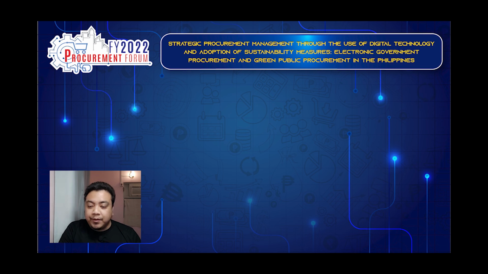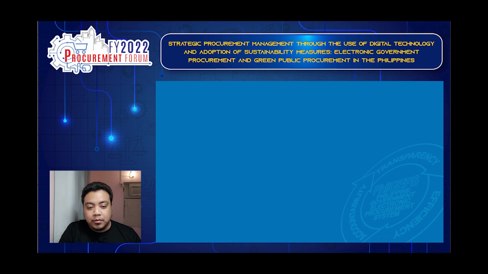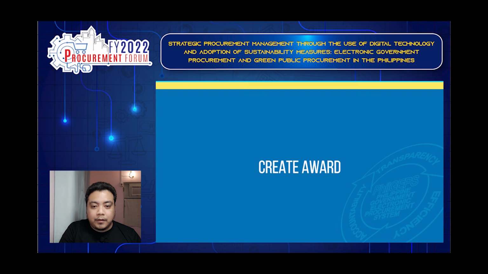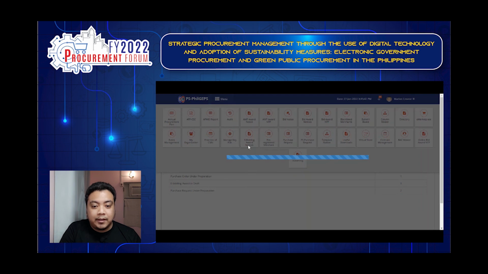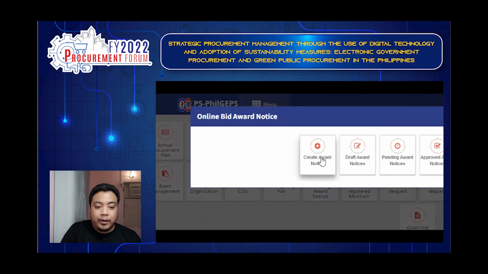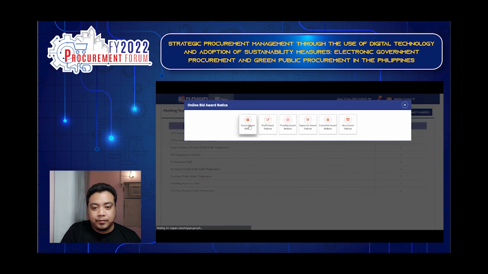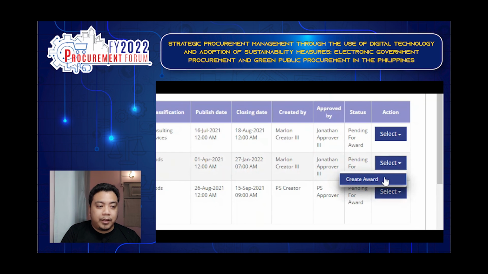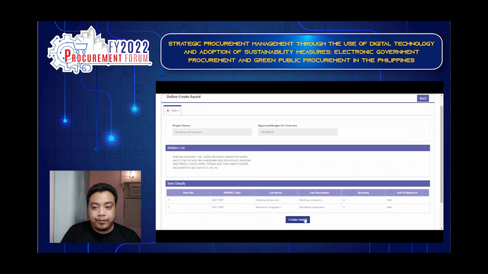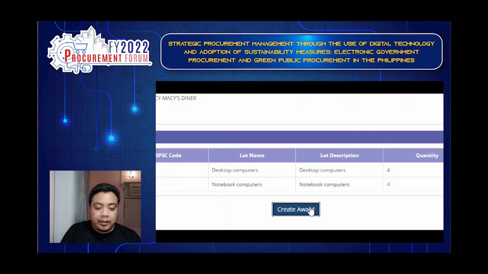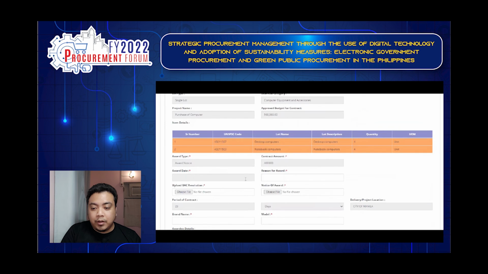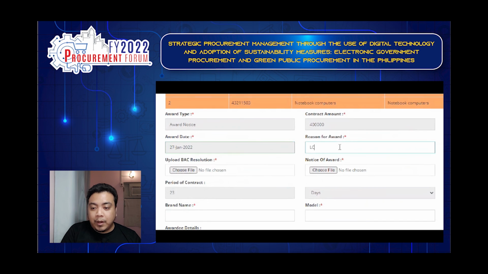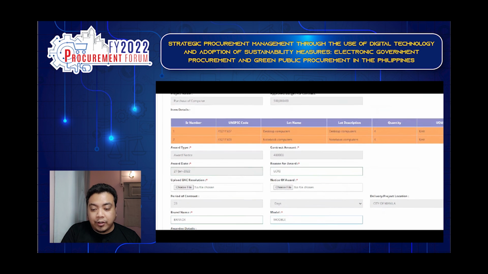So now let's proceed to the award module. So first, the creation of award. So now just click our e-bidding award notices, and then create award notice. Then under the action, there is create award, and then click the button create award. So step 2, we need to update the date and necessary documents.